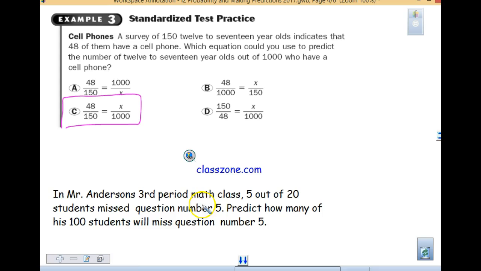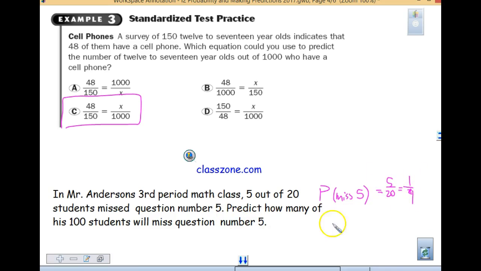It says that in Mr. Anderson's third period math class, 5 out of 20 students missed question number 5. Predict how many of his students would miss question 5. So, in his third period, there were 20 people, right? So the probability that they miss question 5, right? Probability that you miss 5 happened to be 5 out of 20, which simplifies to 1 out of 4, 1/4 of them, right?